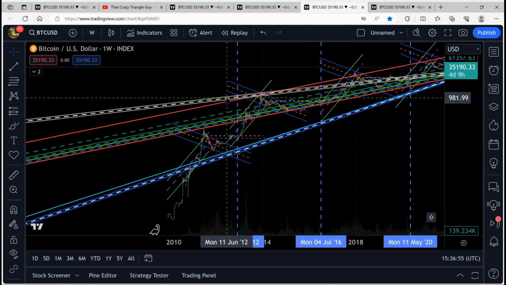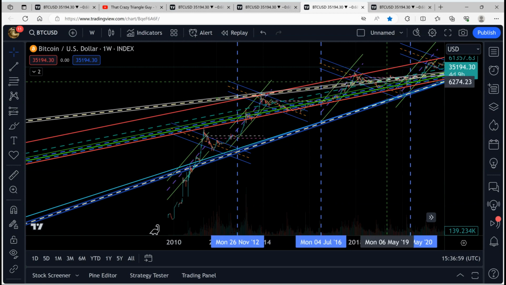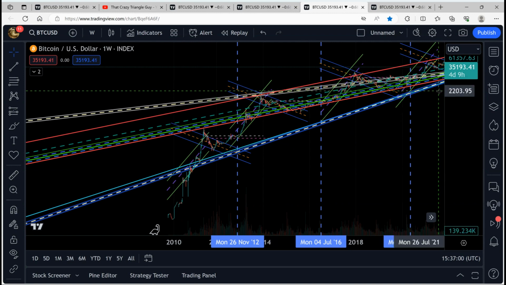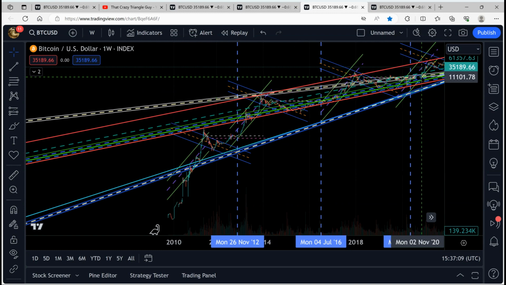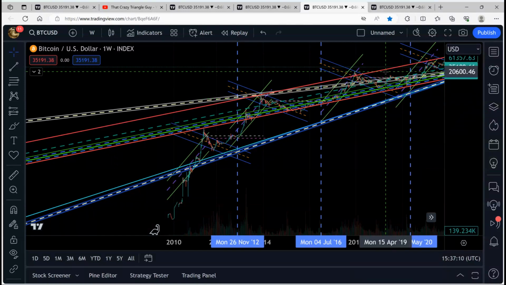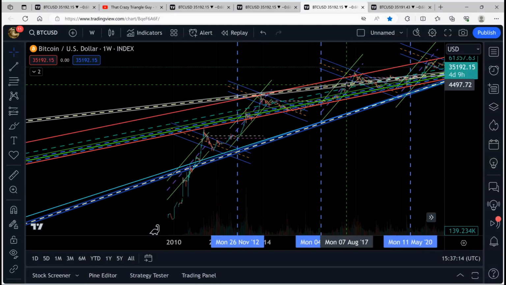I probably had this channel drawn earlier in Bitcoin's history, maybe like a year ago or so, and hadn't continued on with it as I moved on to, as I filled charts up with lines and had to move on to new charts and create new channels and such. But it's back. The white channel is back.